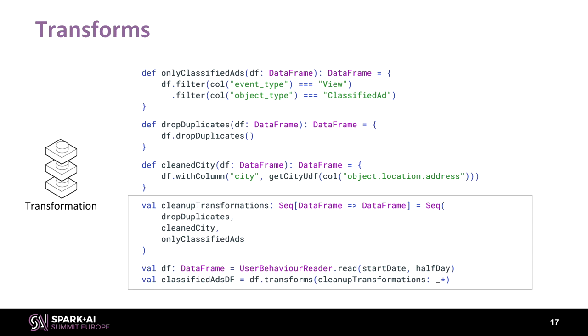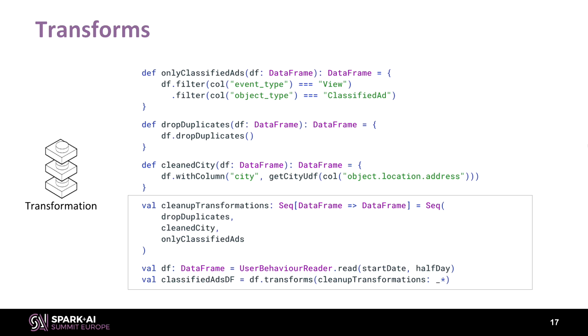So imagine that we have 3 transformations. We want only the classified ads. In this case, it is filtering where the event type is a view and the object type is a classified ad. Then we want to drop duplicates, because sometimes when we are receiving events, it happens that there are duplicated events. And then maybe we want to do some analysis for the cities, and we just extract. We have some UDF to extract the city from an object location address.